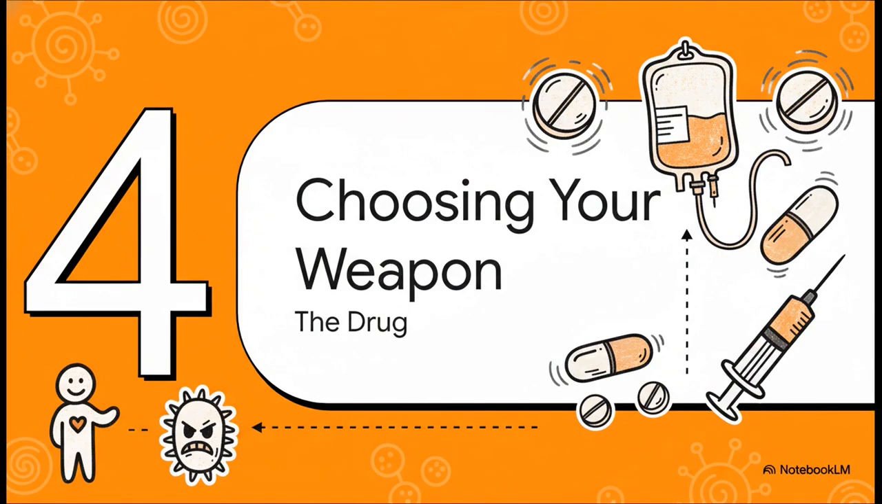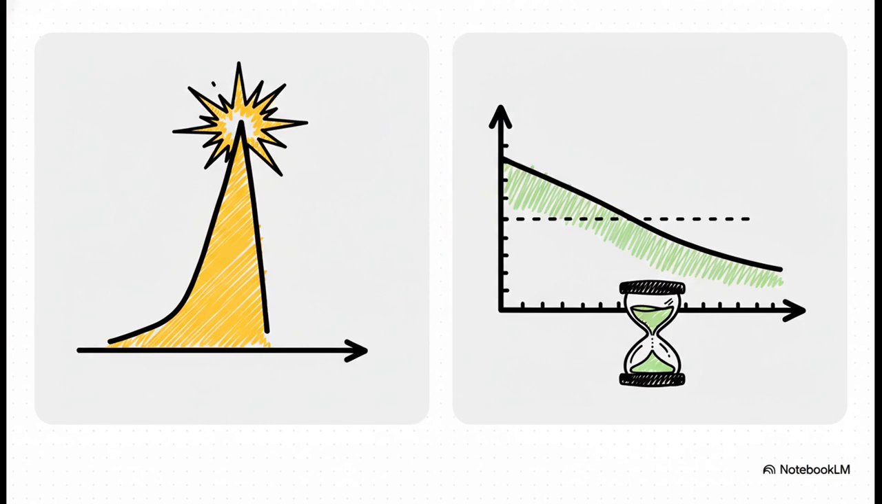Okay, we know our patient, we know our enemy. So chalo, let's select the right weapon from our arsenal. It's time to talk about the drug. Now, this slide is brilliant because it shows two totally different strategies. On one side, you have concentration-dependent killing. This is like a sniper shot. A single, powerful, high-dose hit is what matters.